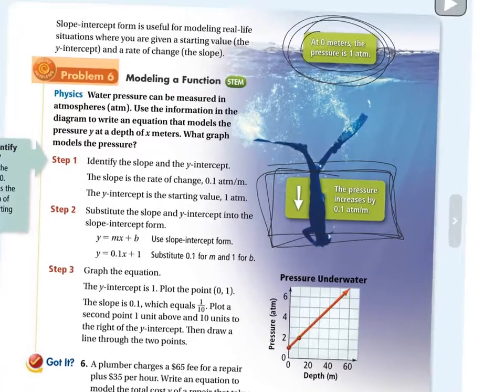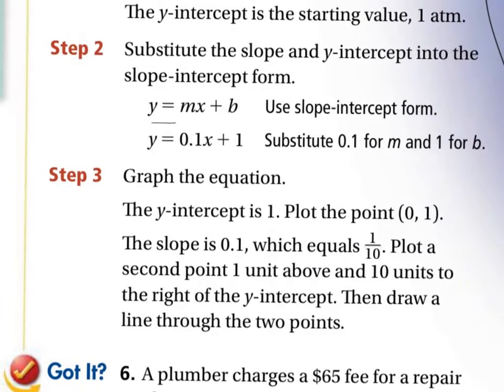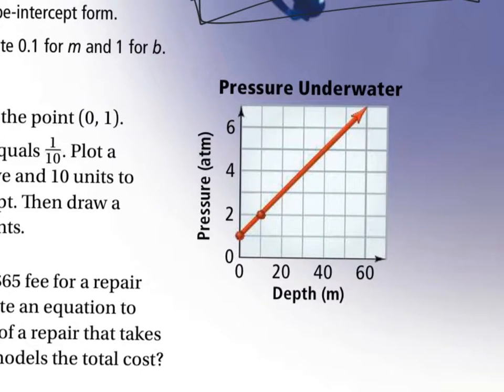So from that, we can just substitute those into an equation here. That's how they got this equation: y equals 1/10 x plus 1. And then the next thing is graphing the equation. So they graph this. Notice they have labeled this. They titled it pressure underwater. X-axis is the depth in meters. Y-axis is the pressure in atmospheres. We want to see the change in our pressure here.